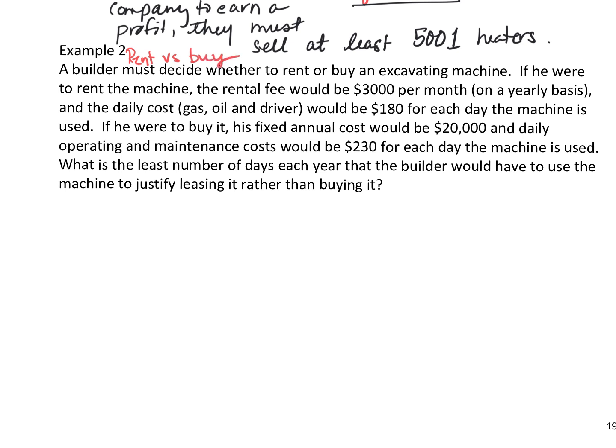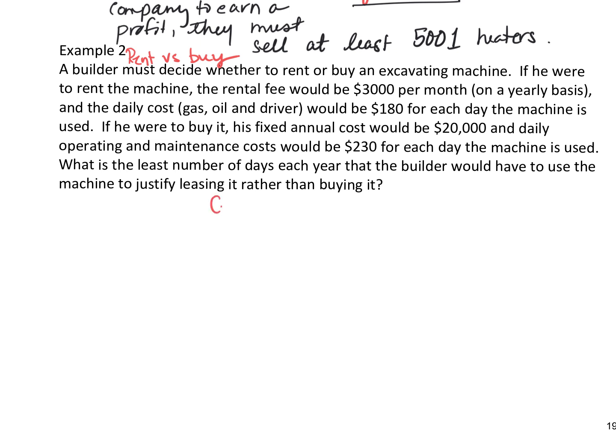Okay, so we want to know what is the least number of days each year the builder would have to use the machine to justify leasing it rather than buying it. So if you think about it, there are two things happening: the cost to buy it and the cost to lease. So we have an inequality.